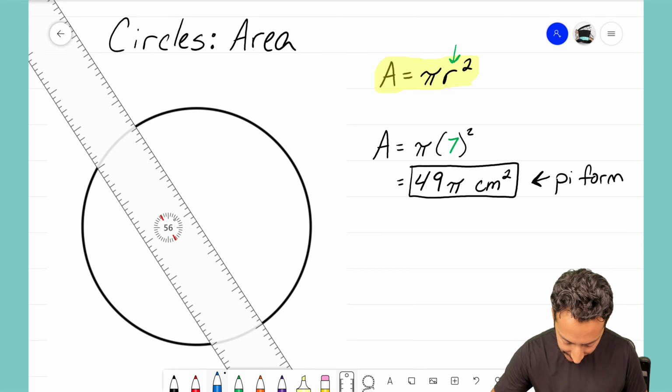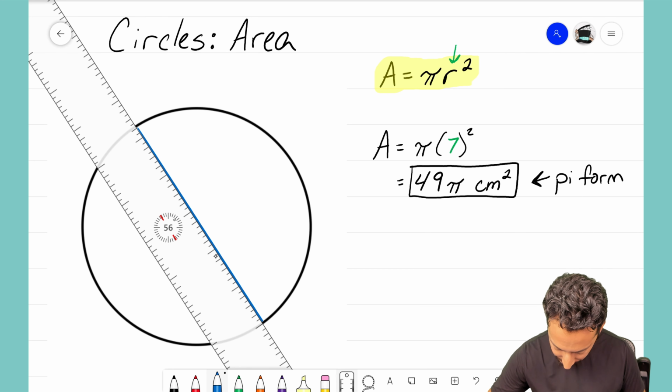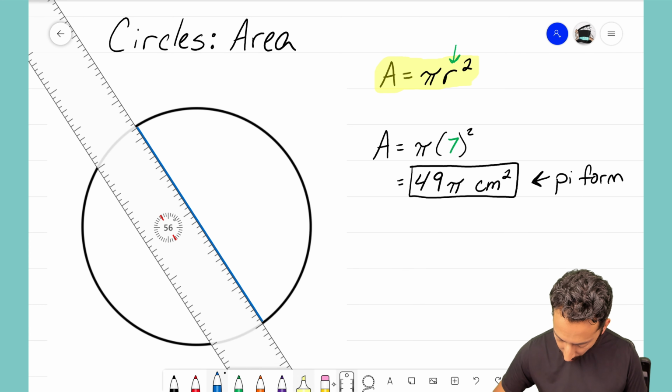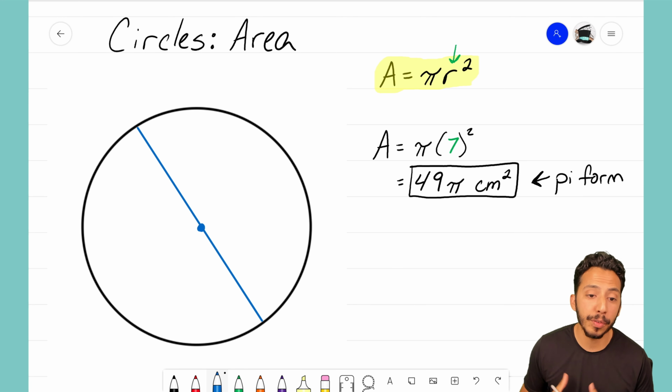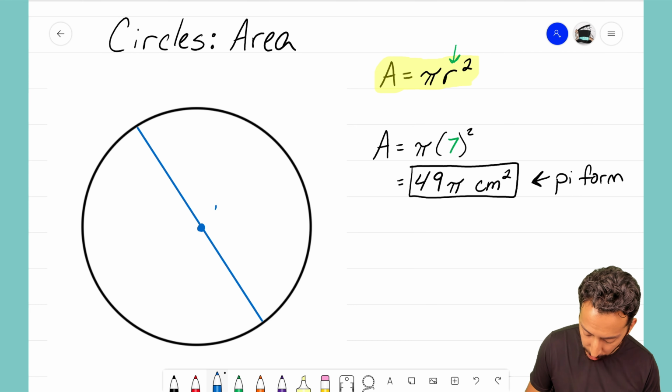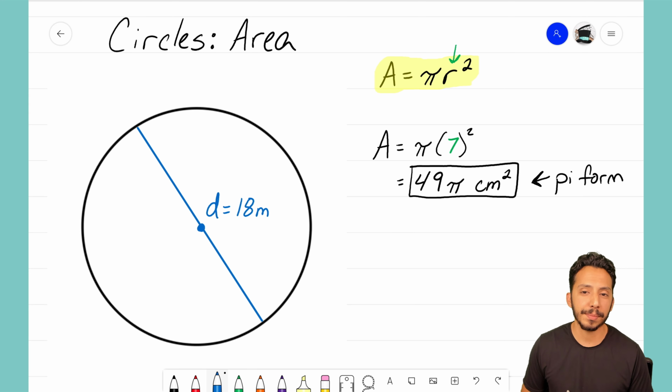Let's try another example of how we can find the area of this circle. This time, instead of knowing the radius, I'm going to give us the information on its diameter. So we see that that's the diameter. It's going through the center of the circle. And we know that this diameter equals 18 meters.